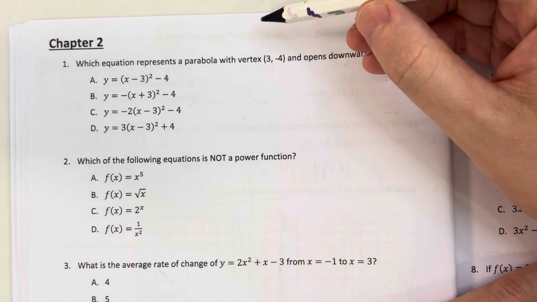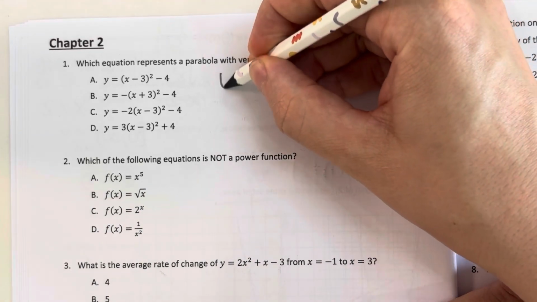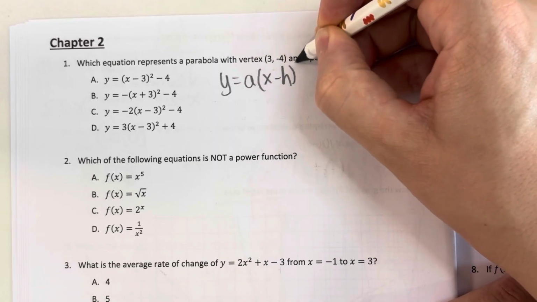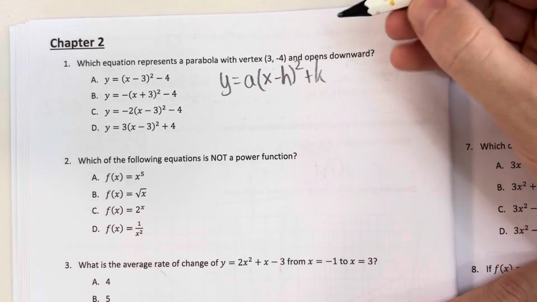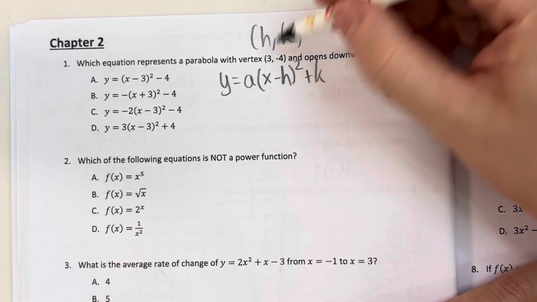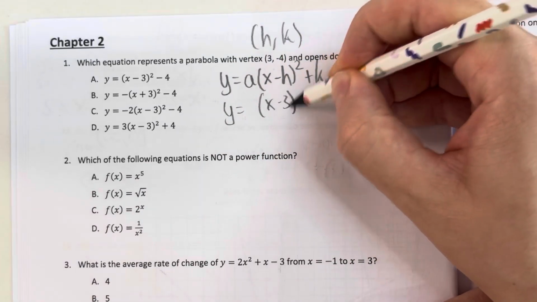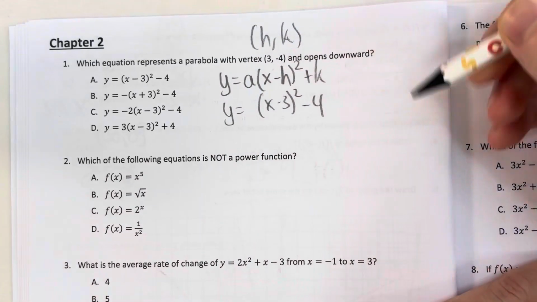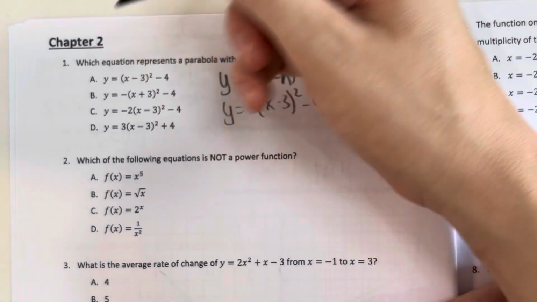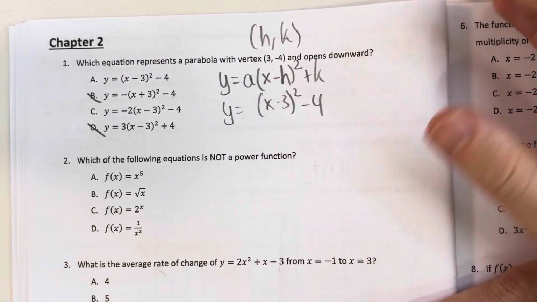Okay, so we want a parabola with this vertex, so that's probably telling us we need vertex form. Vertex form looks something like this. If the vertex is at (h, k), that's what you got. So we want the vertex here, (x minus 3) squared minus 4. It's got to be A or C.